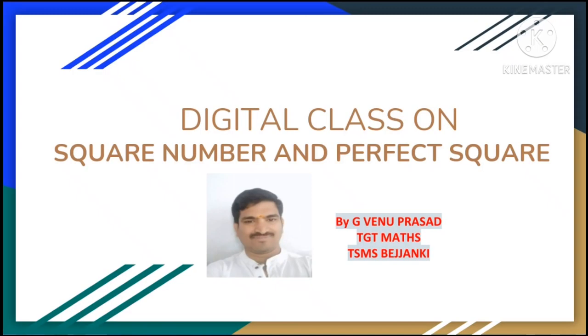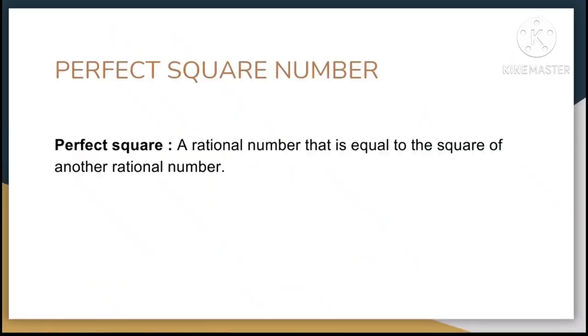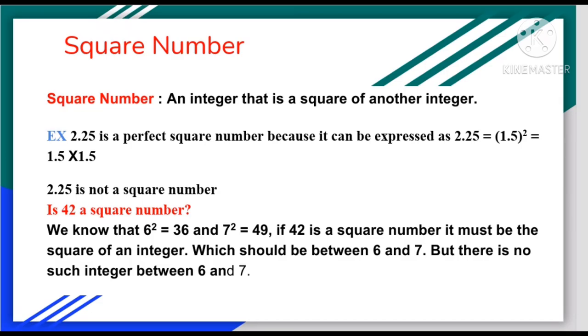Today our topic is square number and perfect square. Perfect square: a rational number that is equal to the square of another rational number. For example, 1 by 4 is a rational number which is the square of another rational number, that is nothing but 1 by 2 squared. Here 1 by 2 is also a rational number whose square is equal to 1 by 4.